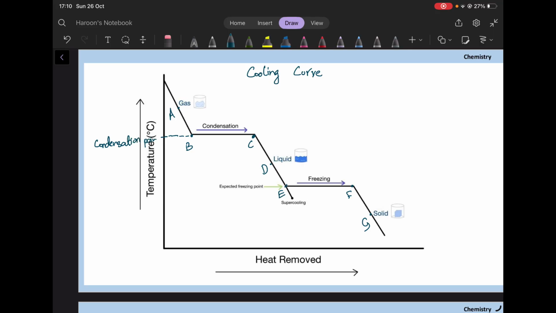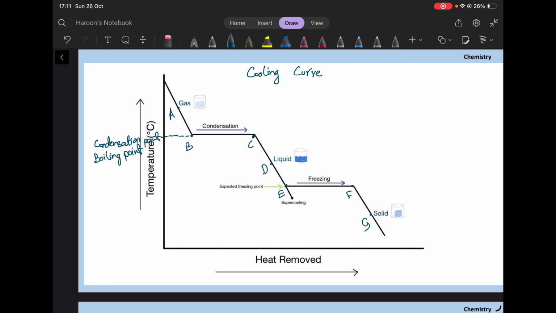The condensation point or the boiling point is the same temperature. The only difference being, boiling occurs when the temperature is increasing, and condensation occurs when the temperature is decreasing. They occur at the exact same temperature. So for example, the boiling point of water is 100 degrees Celsius, and the condensation point is also 100 degrees Celsius.